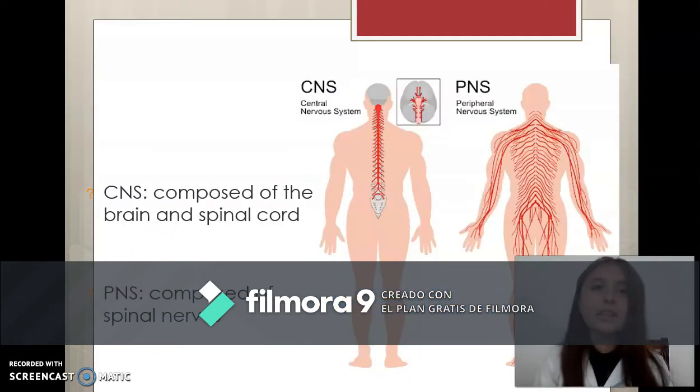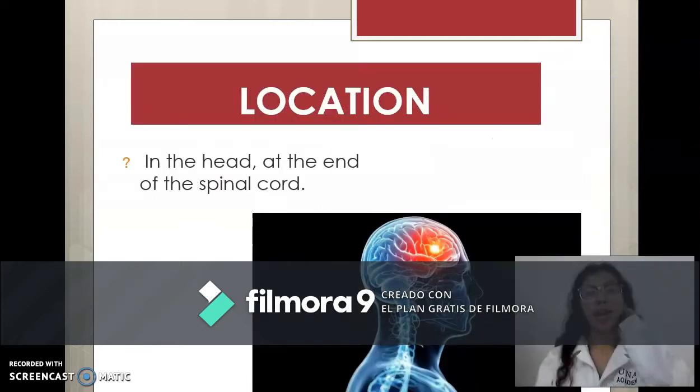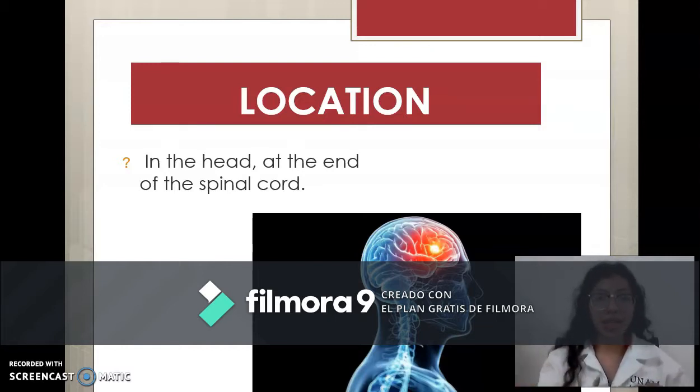Now, it's divided in two parts. The first part is the central nervous system and is composed of the brain and spinal cord. And the other part is the peripheral nervous system and is composed of spinal nerves. Now, another important fact about the brain is the location. The brain is located in the head on the spinal cord, protected by the skull, and it is the center of the primary senses of vision, hearing, smell, taste, and sense of balance.